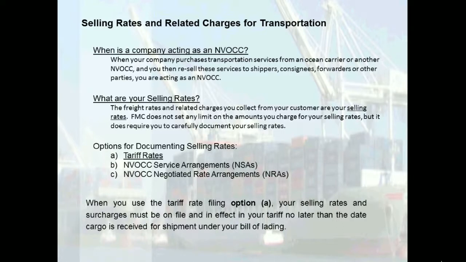Most NVOCCs use the first option, tariff rate filing, because it is the easiest and because it is completely under your control. You decide when to add or remove rates from your tariff. The other two options have unique benefits, but require you to obtain the shipper's signature or acceptance in writing, and have special record-keeping requirements. Please visit our website for more information on each of these options.